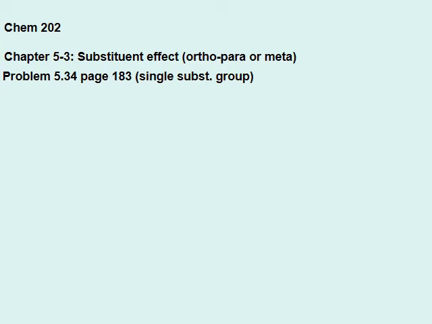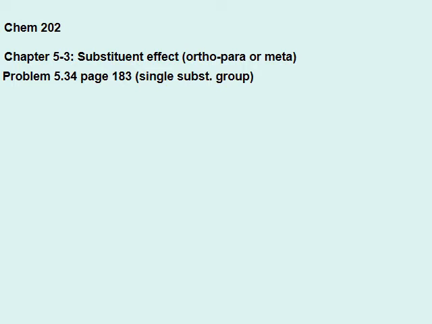In this section, we'll discuss substituent group effect in determining the product formation. Now, in order to explain this, I'd like to go over problem number 34, chapter 5, page 183, and this is the 7th edition of Fundamentals of Organic Chemistry by John McMurry. The question asks you to predict the major product of mononitration.